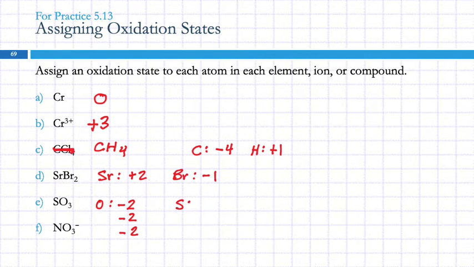And then we have 1 sulfur. So what is the oxidation state for that sulfur? +6. Well, that's kind of big. It is what it is. Some things have a +7.